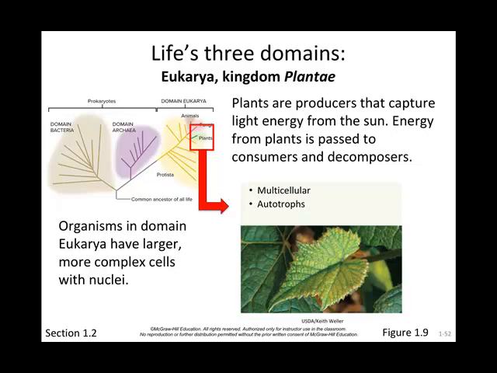Lastly, there's the kingdom Plantae, where plants are categorized. These species are all multicellular and autotrophs, again meaning that they produce their own food source. In this case, they produce food through a process called photosynthesis.